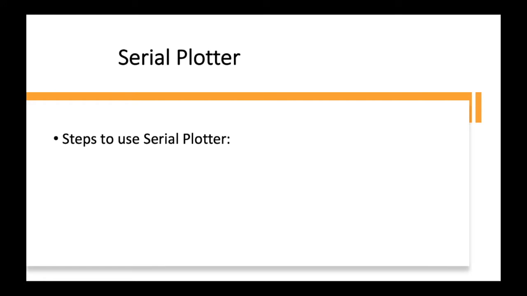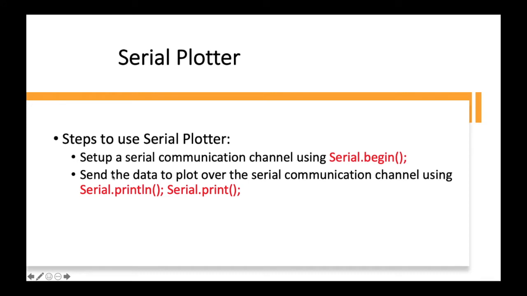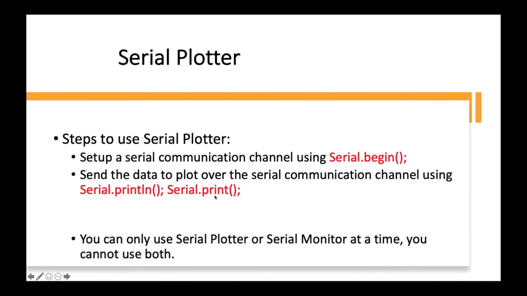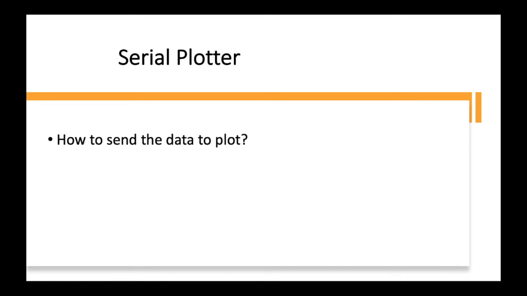Let's see the steps you need to follow to use the serial plotter. The first step is to set up a serial communication channel using Serial.begin. Then you can send the data to plot over the serial communication channel using Serial.println or Serial.print. You can only use the serial monitor or the serial plotter at a time. You cannot use both at the same time.